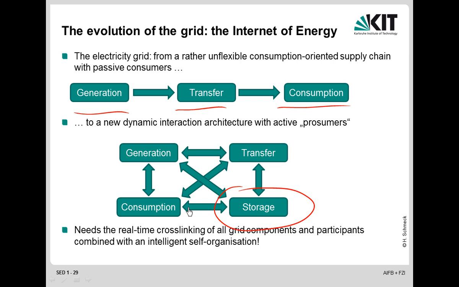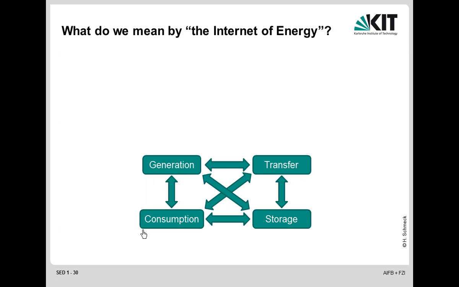And it needs the real-time cross-linking of all grid components and participants combined with an intelligent self-organization. That's essentially what we have to do, although it's just a very superficial statement. And now still, why do we talk about the Internet of Energy? We should remember what actually the essential parts of the Internet of Data actually are. How do we characterize the Internet of Data?